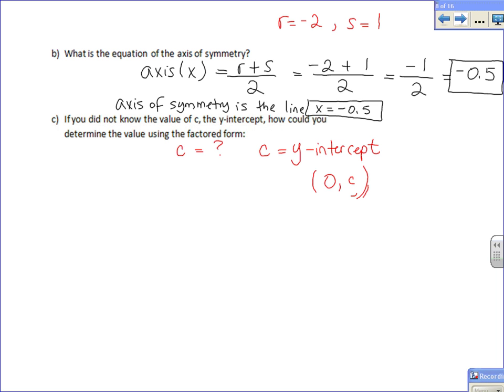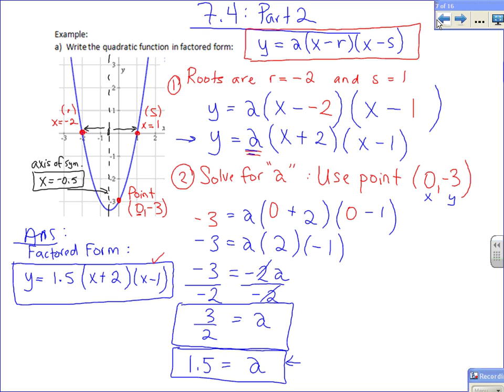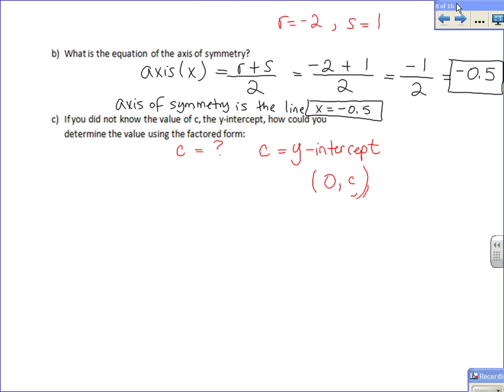If you go back for a moment and look at the top of your page, you can see that it crosses the y-axis right here. Here's the y-axis. It crosses at the point 0, -3. So I can see that from my graph, but if I didn't know that, I can use factored form to determine it. Again, my factored form is y is equal to positive 1.5, x plus 2, x minus 1. This is factored form.